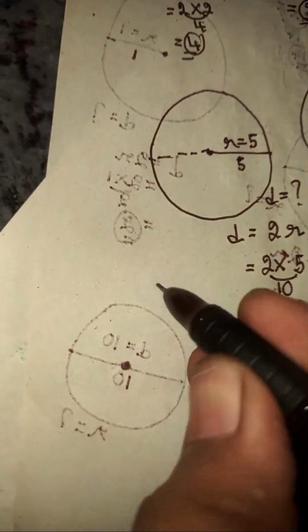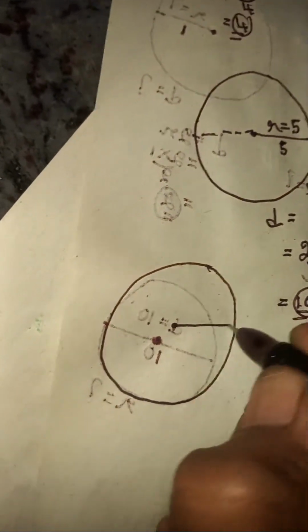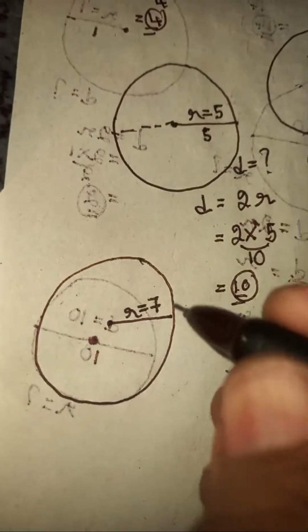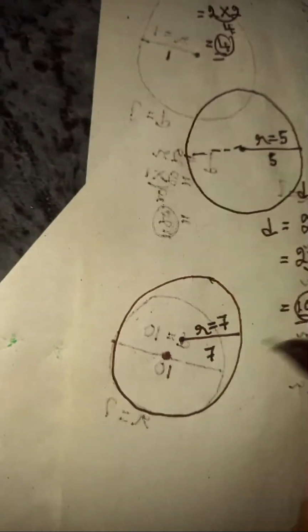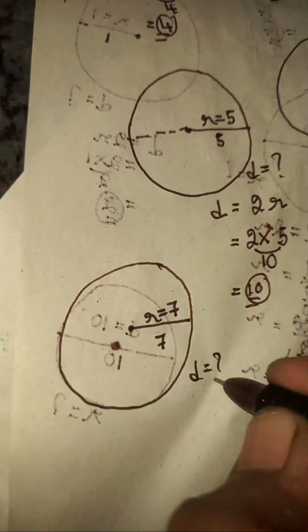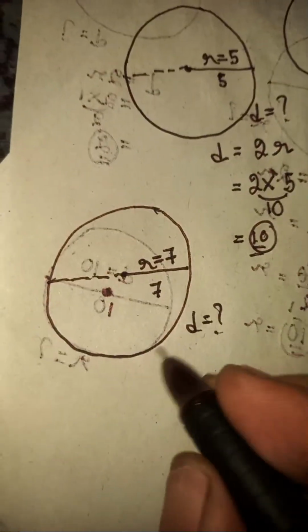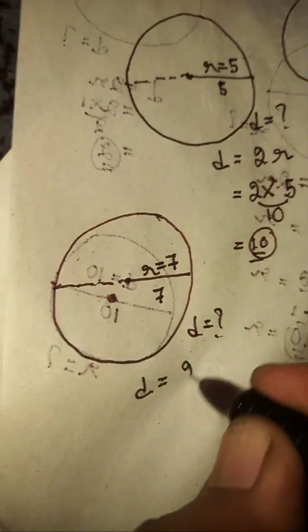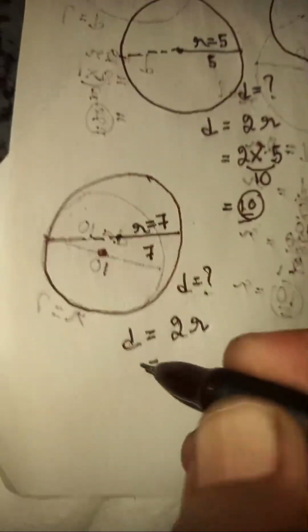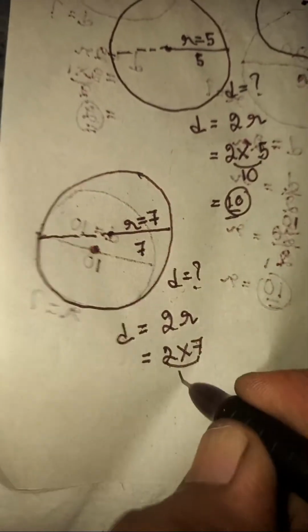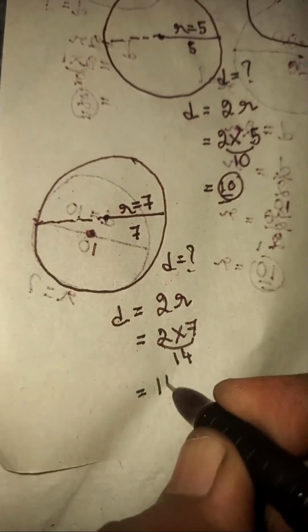Let's take one more circle. In this circle, they have given that the radius is 7 units, and here also you need to find the diameter. Diameter is 2 times the radius, so the diameter is 2 times 7 units. 2 times 7 is 14. So 14 units is the diameter.